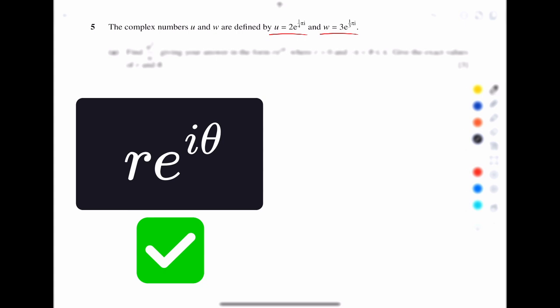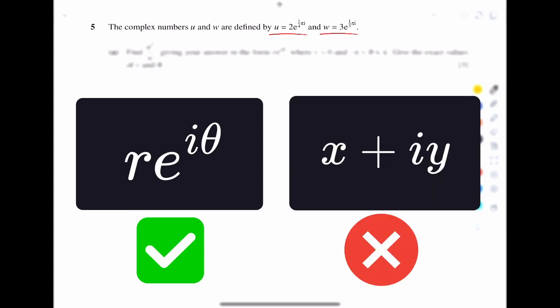To start off, we're given two complex numbers defined by u equals 2e^(iπ/4) and w equals 3e^(iπ/3). What's very important to notice here is that both u and w are in polar form instead of Cartesian form. With this context in mind, we're given the actual substance of the question.